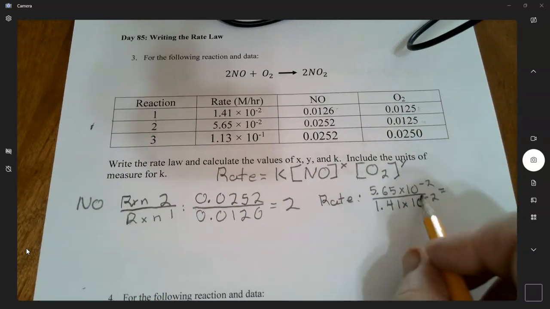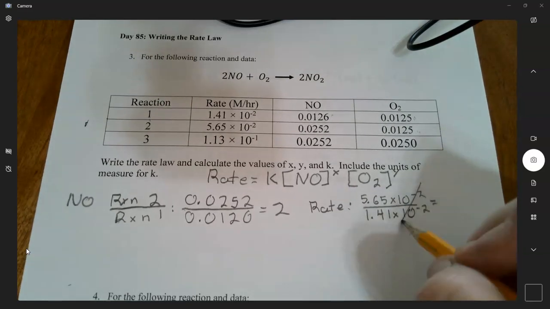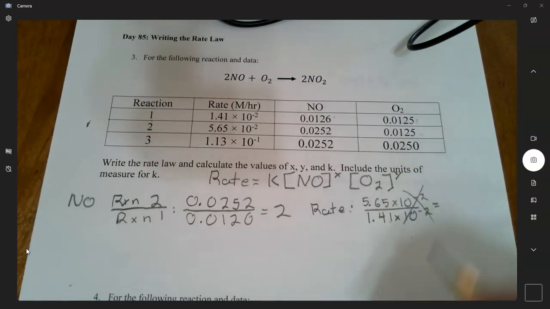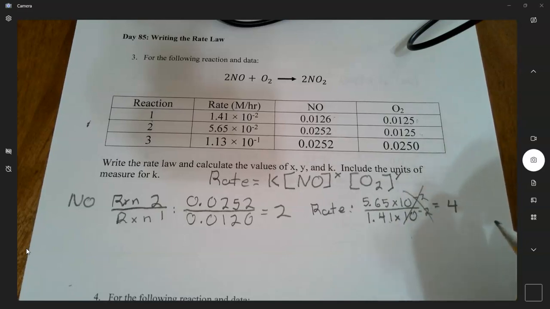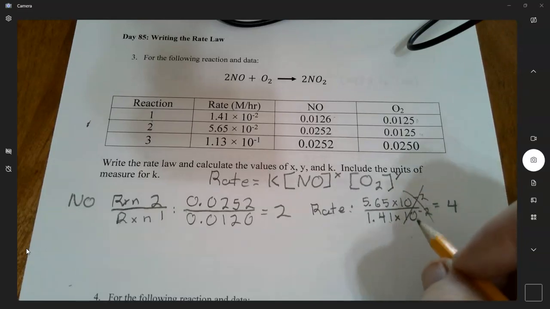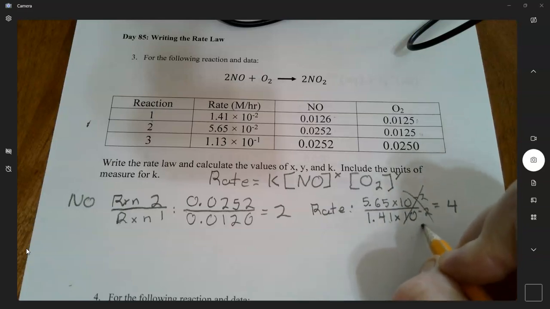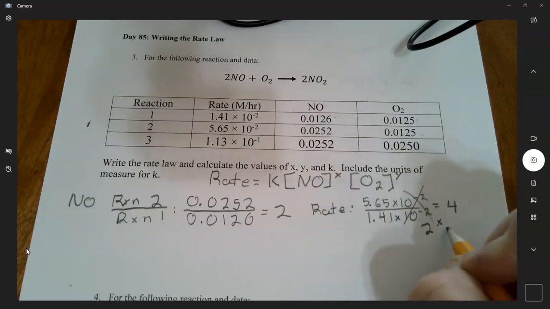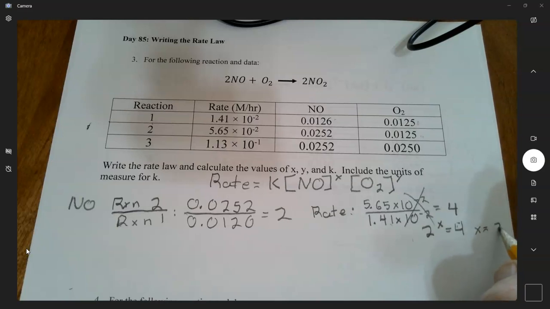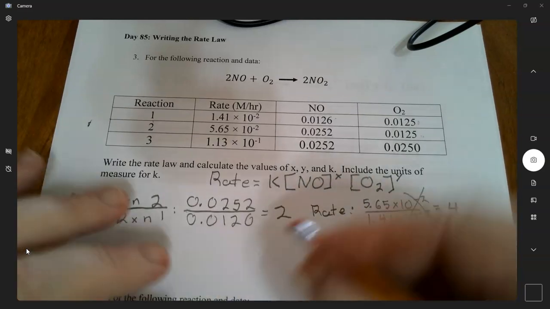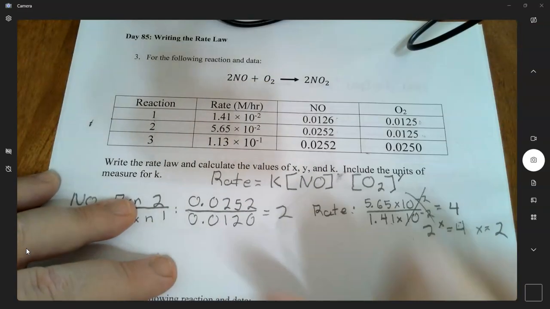Okay, and don't let the scientific notation scare you. You just cancel these out. And it's 5.65 divided by 1.41. That's going to be 4. So it's going to kind of end up looking like the last problem. So we're going to come over here and we're going to write 2. So X equals 2 again. So we're going to come back up here and go ahead and change this.